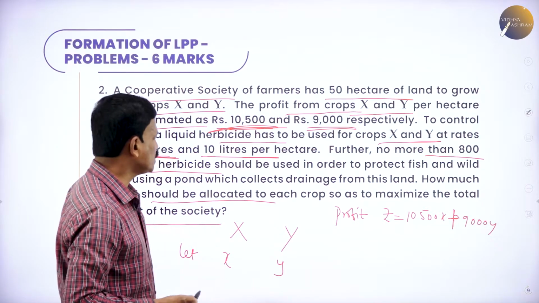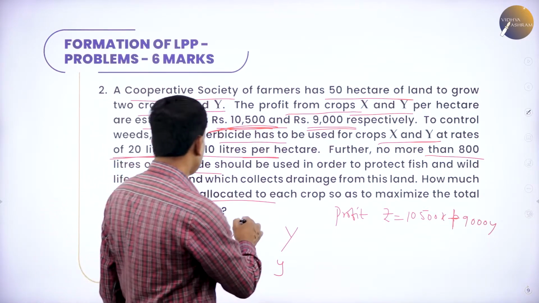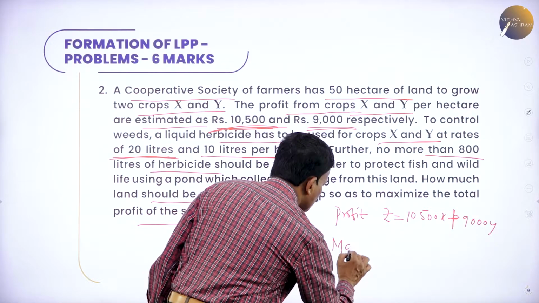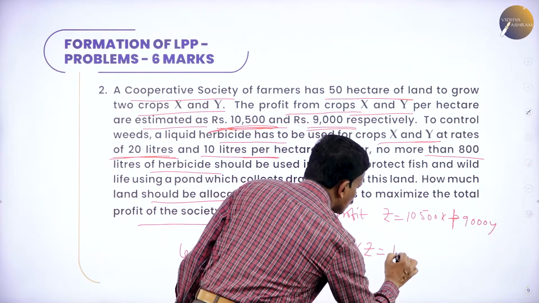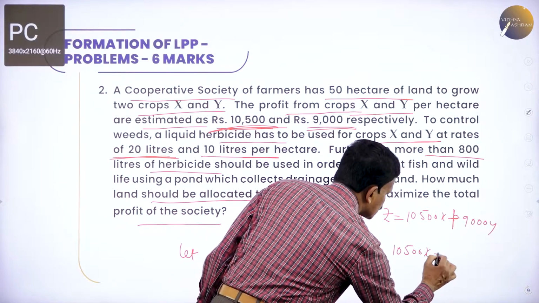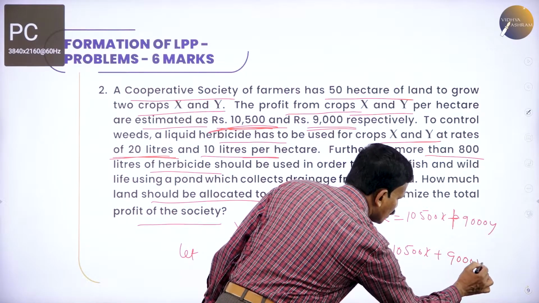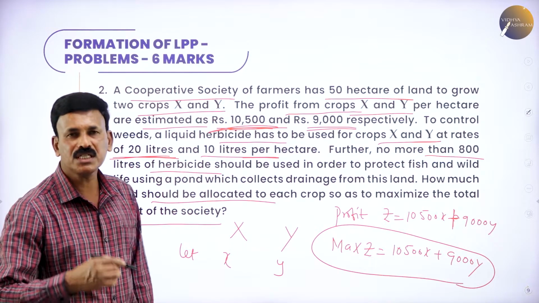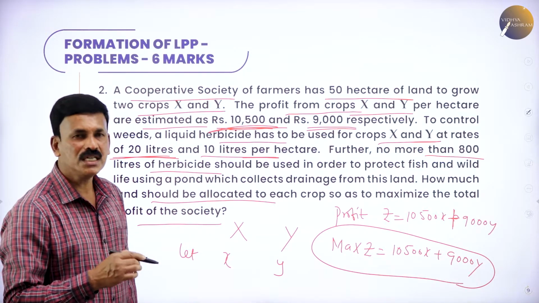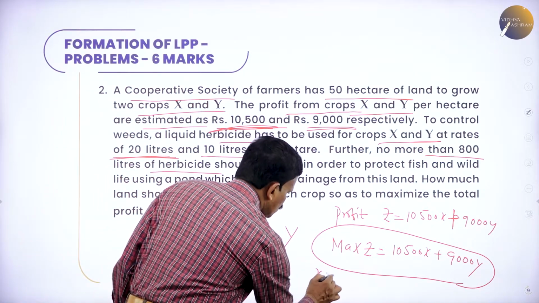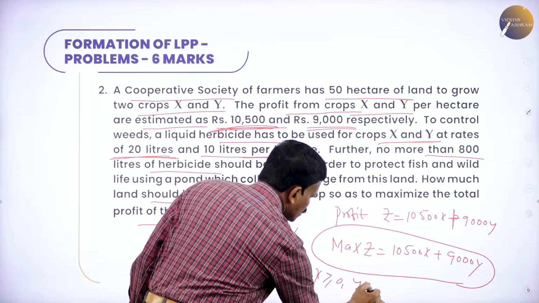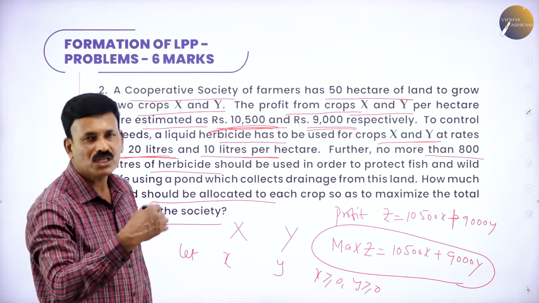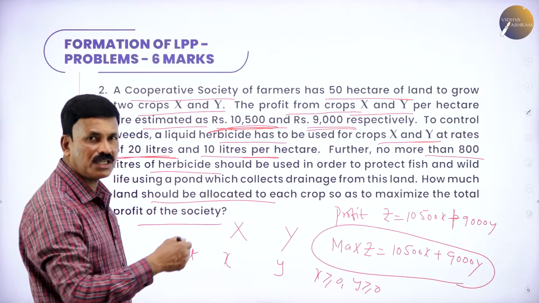Now the objective function, since it is a profit, is to be maximized. Max Z is equal to 10,500x plus 9,000y, subject to the constraints and the non-negative restrictions x is greater than or equal to 0 and y is greater than or equal to 0. That's it. I will go to the next page and formulate the problem.